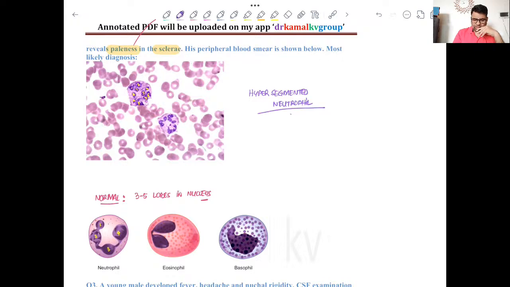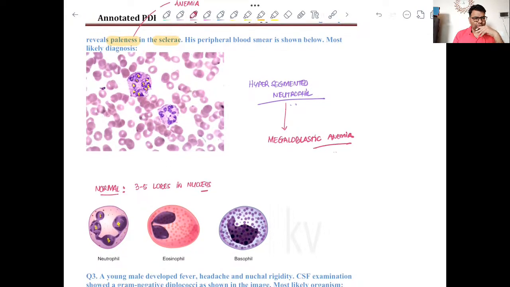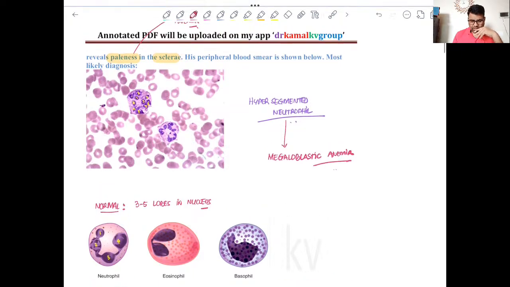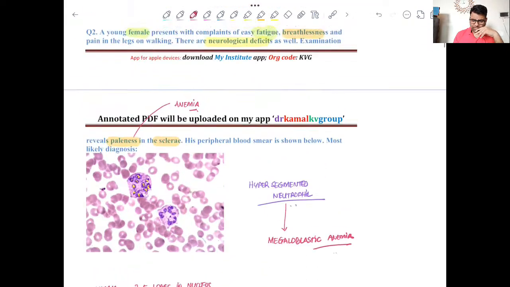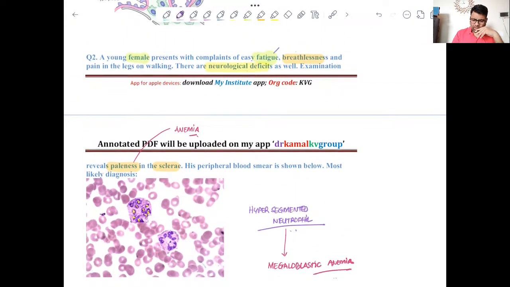So the moment you see this kind of presentation, number of lobes more than 5, jump straight to the diagnosis of megaloblastic anemia. So what you need to do is identify the WBC neutrophils and count the number of lobes. If it is more than 5, you can make this diagnosis. If it appears normal, then obviously you have to look for other things, right? So one thing is the classical peripheral blood smear. Now this is all the presentation of anemia.